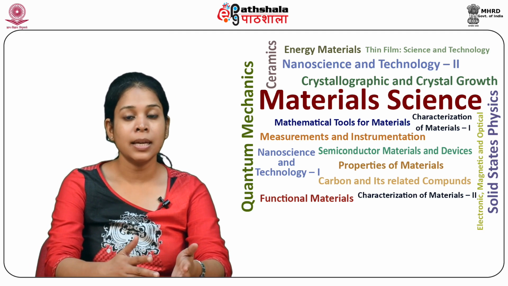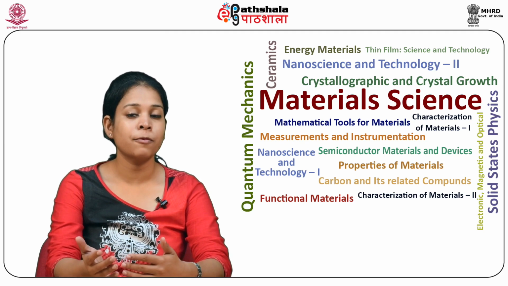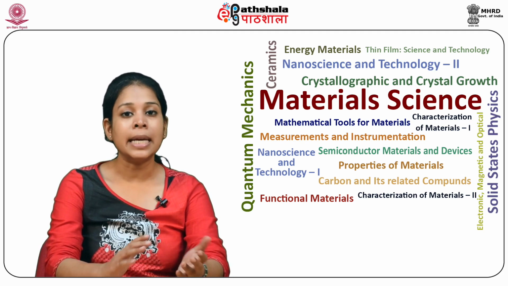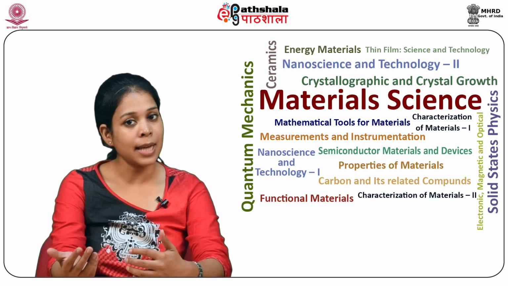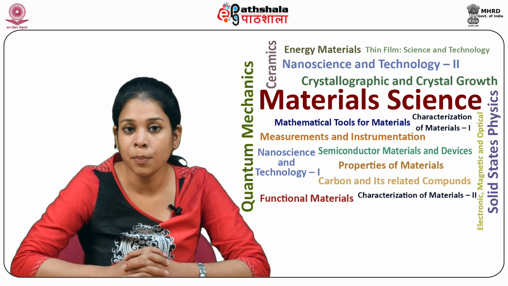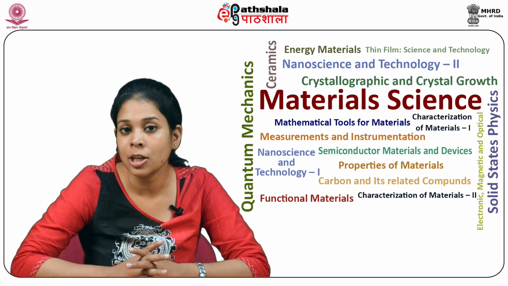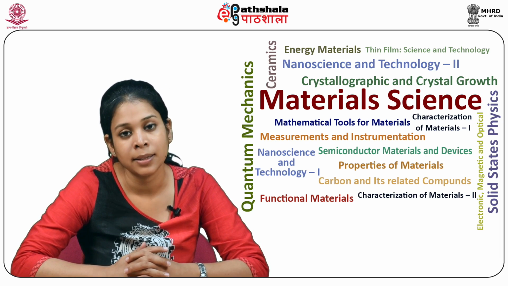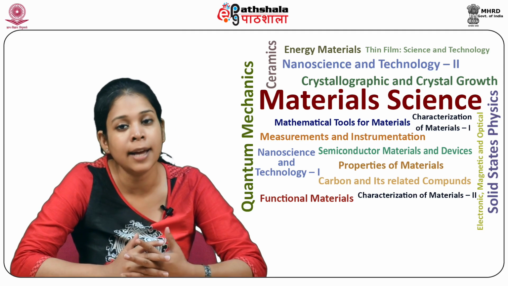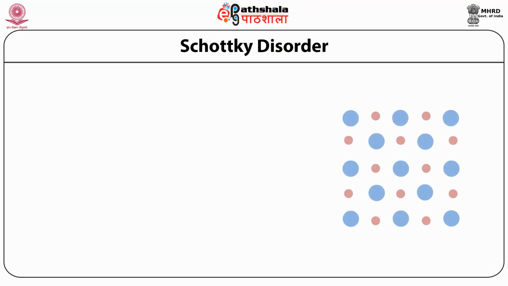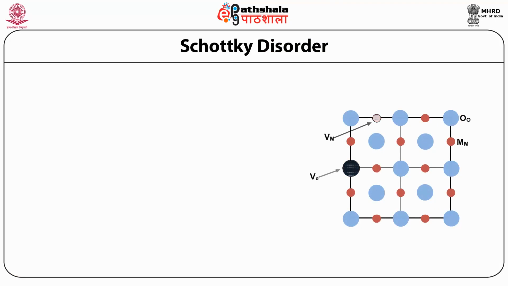So the vacancies and misplaced atoms for the same kind of atom will be there, or interstitial and misplaced atoms, that is Oi and MO. Another possibility is interstitial atoms, that is Mi and Oi, that is cation interstitials and anion interstitials. Now first is Schottky disorder, which we will be discussing in this slide.